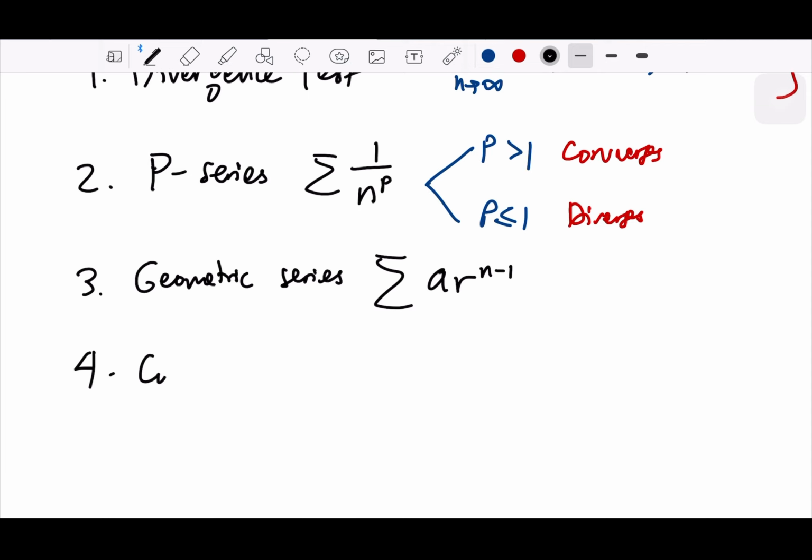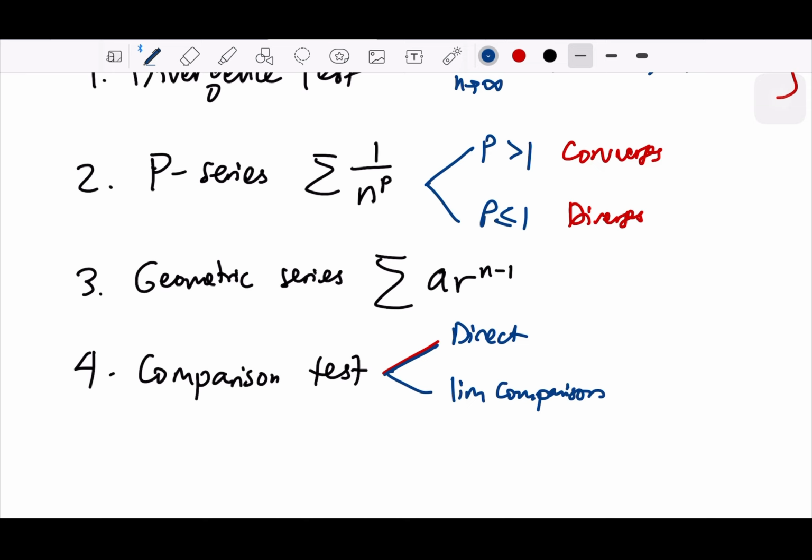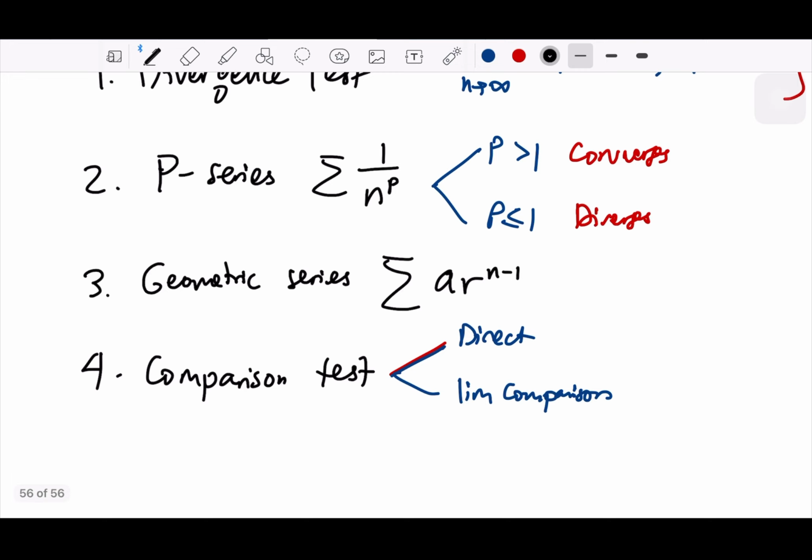And for comparison tests, you can check with direct or limit comparison. And another one that is still applicable is the alternating series test. Of course, if it has (-1) to the power of n, then it should be an alternating series.